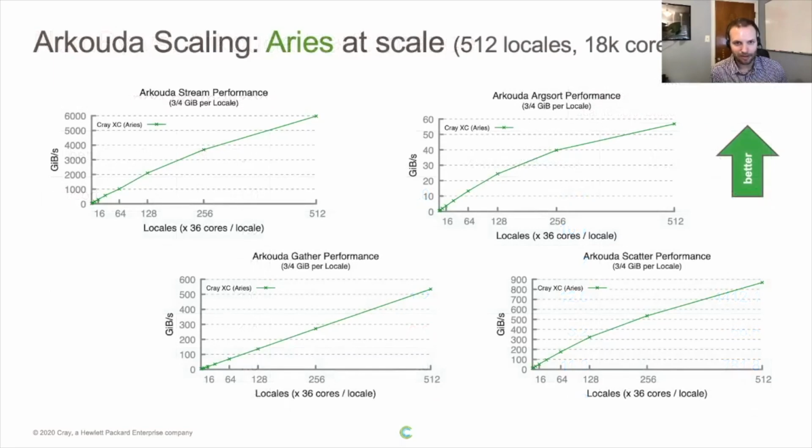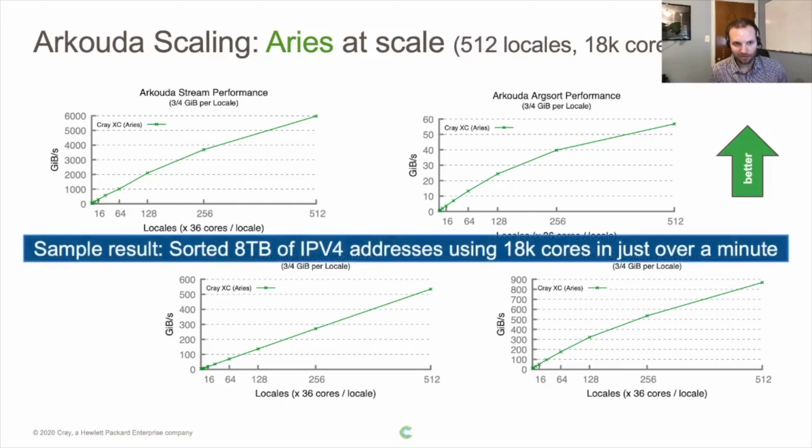Taking that data and plotting it out as a scalability graph, this shows that we get some really nice scalability numbers for a handful of these benchmarks. And the most important one here, again, is the argsort, which, as you remember, is implemented as a distributed radix sort. And just to try to materialize this into a concrete example, here's a sample result. So sorting an 8 terabyte array of IPv4 addresses using 18,000 cores can take just over a minute with Arkouda, which is pretty impressive.